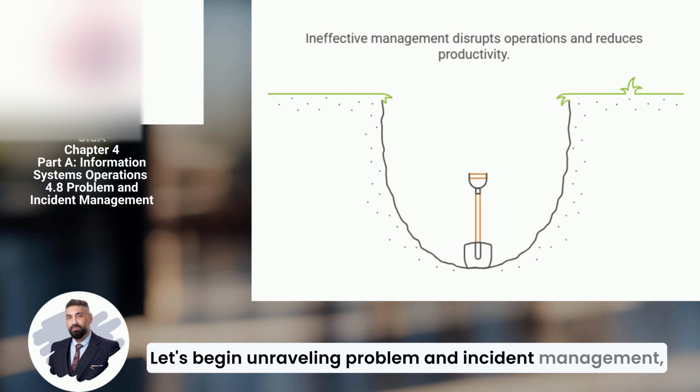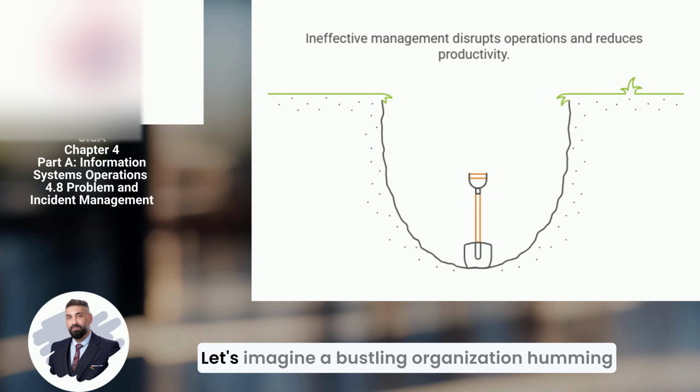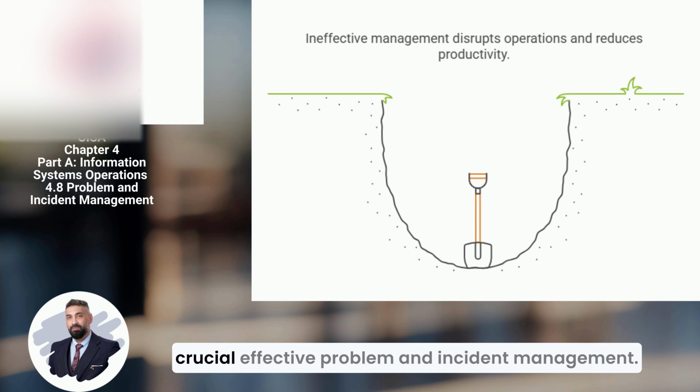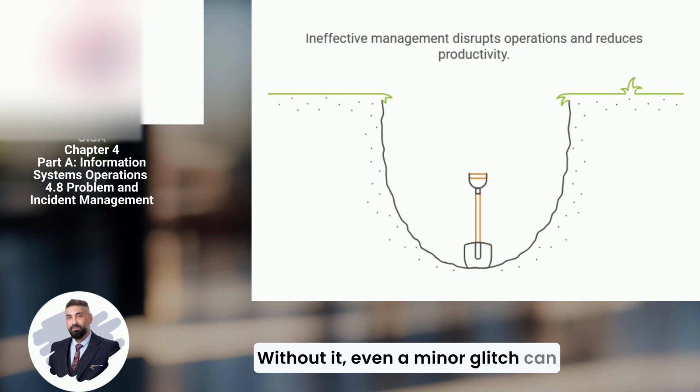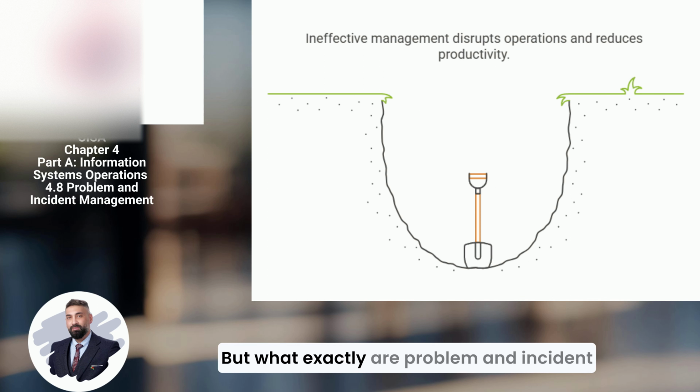Unraveling Problem and Incident Management, a vital framework for IT and beyond. Let's imagine a bustling organization humming with the complexity of modern technology. Computers, networks, applications, and data flow seamlessly, or so it seems. Behind the scenes, this ecosystem depends heavily on something crucial: effective problem and incident management. Without it, even a minor glitch can snowball, disrupting operations and impacting productivity. But what exactly are problem and incident management, and how do they work together to ensure an organization runs smoothly?